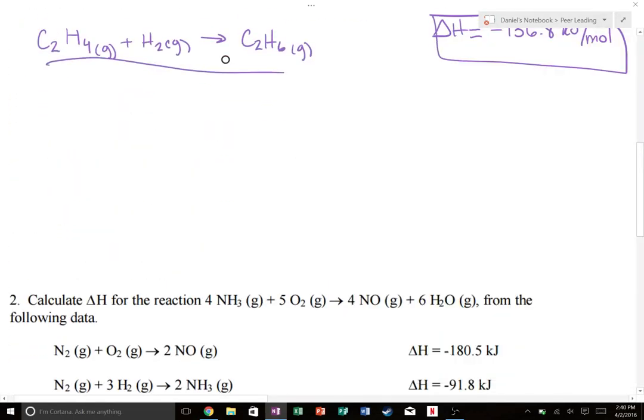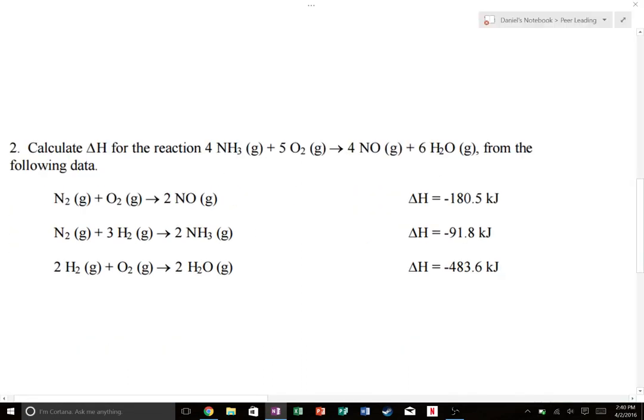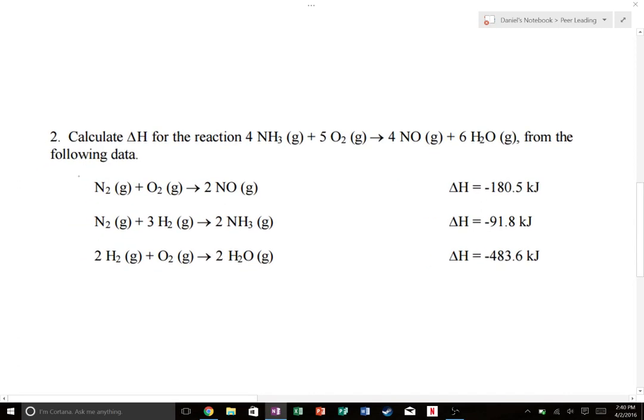Something you're more likely to see on an exam. Let's start off by numbering our reactions just like we did before. So we're going to call this reaction 1, reaction 2, and reaction 3.